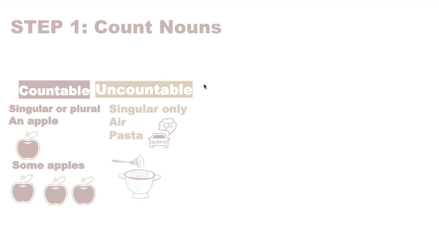And uncountables, of course, only come in singular format. So examples here include air, the air we breathe. They include foods like pasta, for example. And you have other foods like rice. And I'd love to hear about other examples we can add on here. So these are just some countable versus uncountable noun examples.